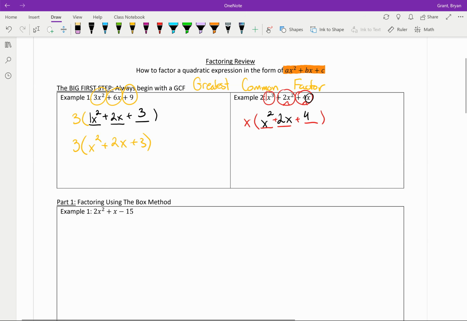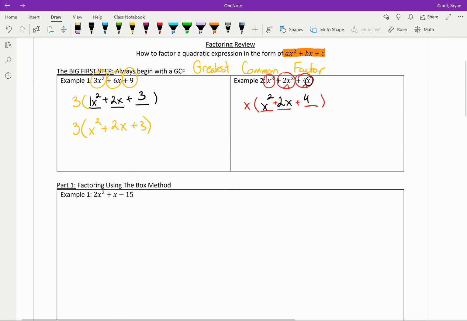Right? So greatest common factor first. And the reason we want to take a greatest common factor out is it's going to make the numbers inside smaller, and smaller numbers are going to be easier for you to work with. You don't have to take out a greatest common factor, but it will make your life easier.